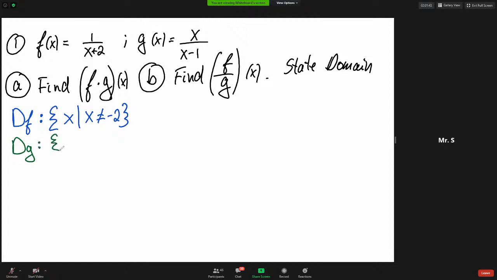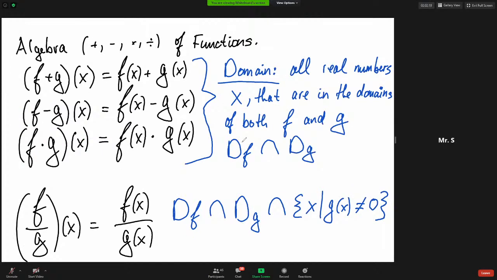Domain of g is all x's such that, now here we want to exclude +1. So my set for domain of f is everything except -2. My set for domain of g is everything except +1. So if I'm looking for either addition, subtraction, or multiplication, then my set for the domain will be the intersection of both of those sets.